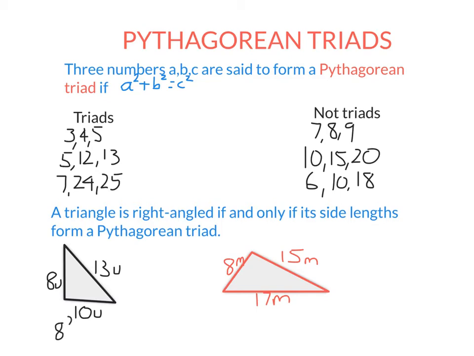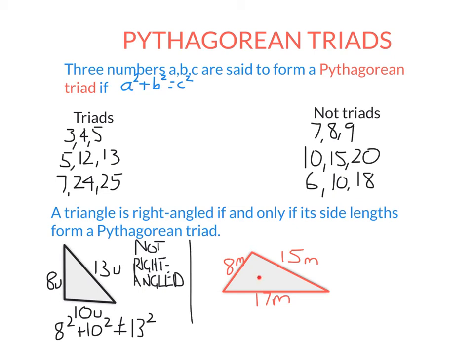So 8 squared plus 10 squared gives you 164. 13 squared is 169. So here we have 8 squared plus 10 squared doesn't equal 13 squared. In other words, a squared plus b squared does not equal c squared. So therefore we can say with 100% certainty that this triangle here is not right-angled. Okay, so that's the black triangle done.